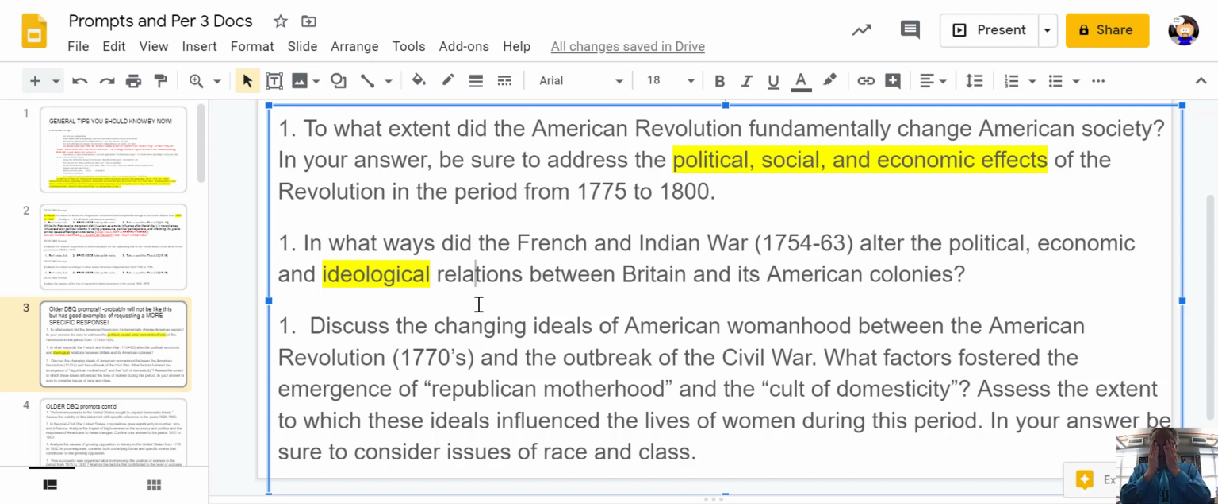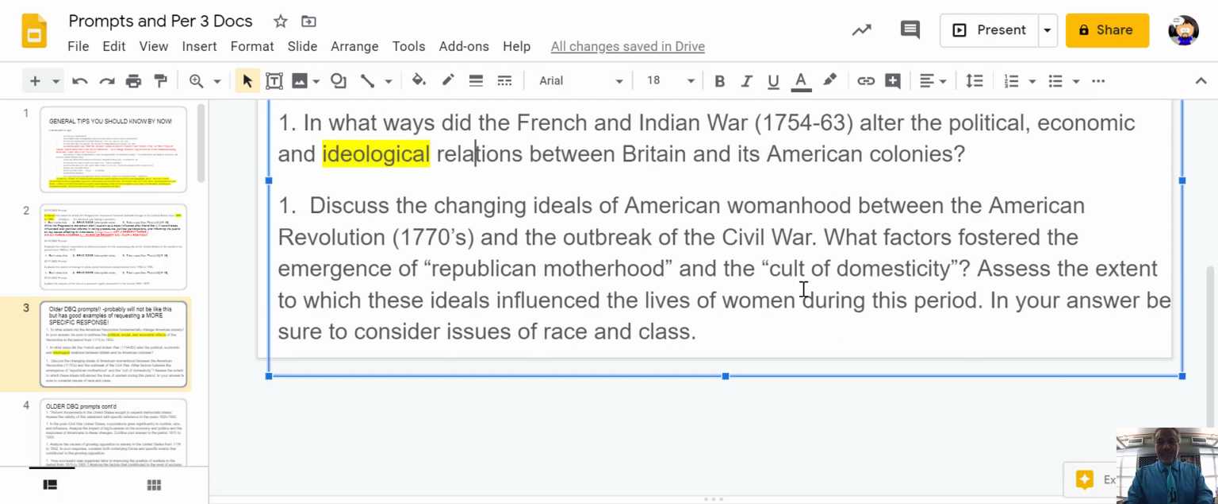So I hope you don't get that term because it's very similar in a way to "political," but it's more grandiose, about ideas of people participating in democracy. So just as a fair warning to you of a potential kryptonite word. Discusses the changing ideas of American womanhood between the American Revolution and the outbreak of the Civil War, while playing Republican motherhood and cult of domesticity. You can see this is very detailed and kind of tells you on there. You should have the notes on that. Very good. All right.